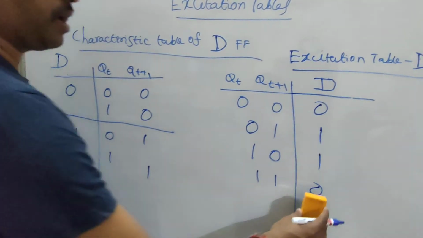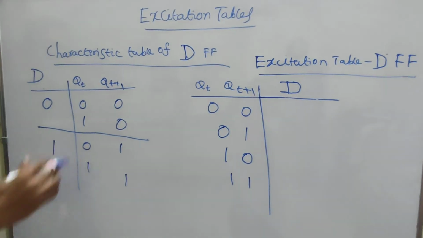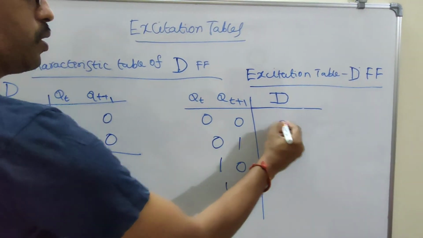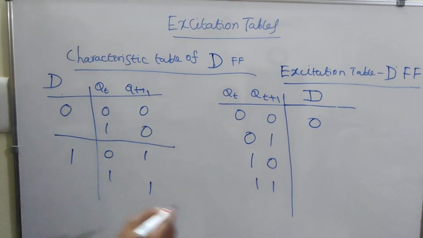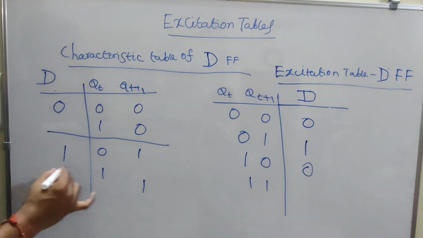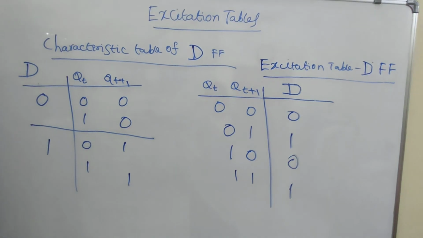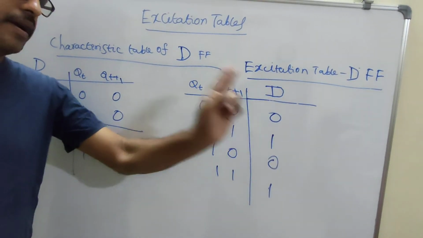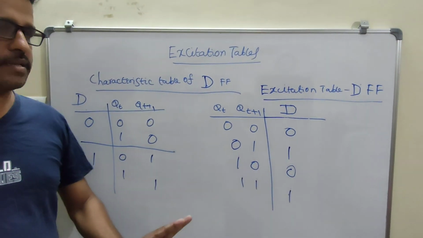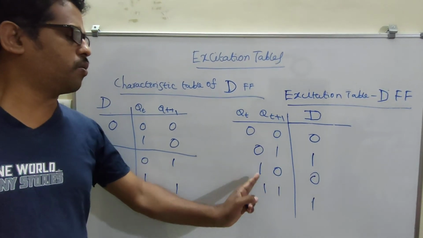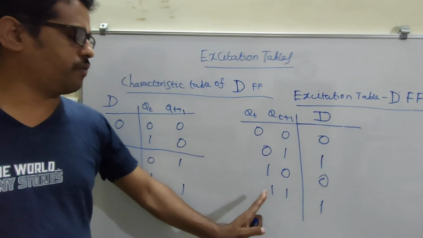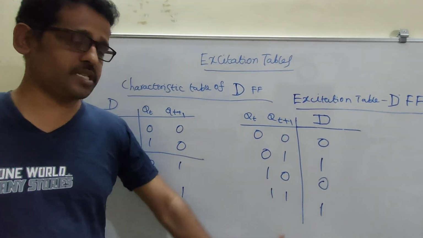Okay. Now we'll find the excitation table. For 0, 0, there won't be more than one combination, only one combination. 0, 0 means 0. Then 0, 1 means 1. 1, 0 means 0, and 1, 1 means 1. So this is the excitation table for the D flip-flop. If Q(t+1) is 0, 0, D is 0. 0, 1 means 1. 1, 0, D is 0. When it is 1, 1, D is 1.